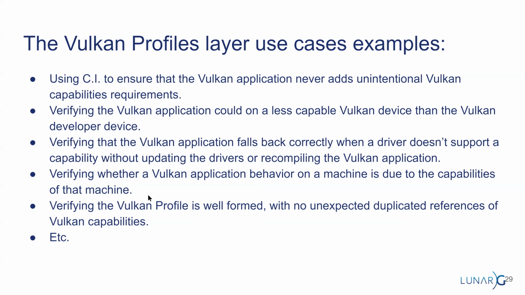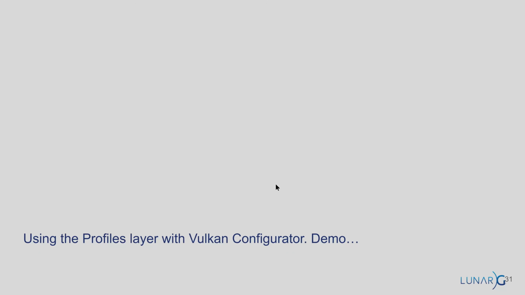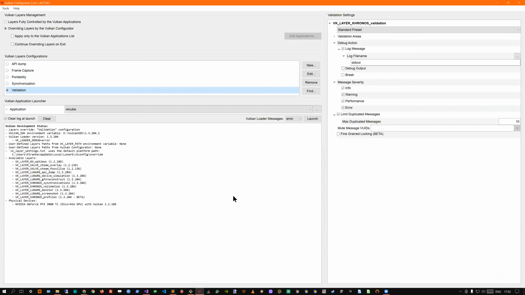So with the Vulkan profile layer, we can check that the Vulkan profile is well formed, but I already said that. I'm just going to show you very quickly with Vulkan Configurator how it's done. I hope everyone is using Vulkan Configurator because it has some very good advantages, such as you don't need to link your C++ code to enable validation, for example.